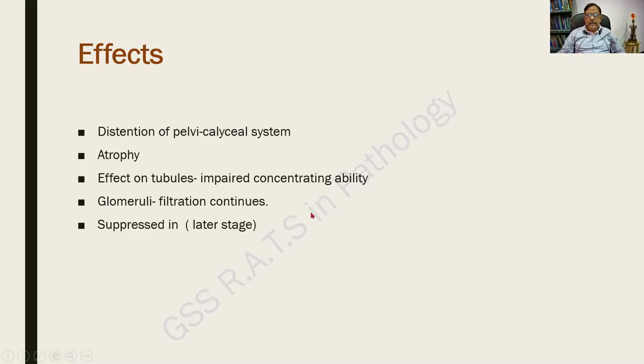And what can happen is almost the same. It's a repetition in a different way. You find that there is a distension of the pelvicalyceal system, because of which there is an atrophy of the renal parenchyma, and the tubules also lose their concentrating ability. However, the glomerular filtration continues. Finally, when it goes in for a renal failure, the glomerular filtration is also suppressed. This will be the sequence of events in a case of hydronephrosis.